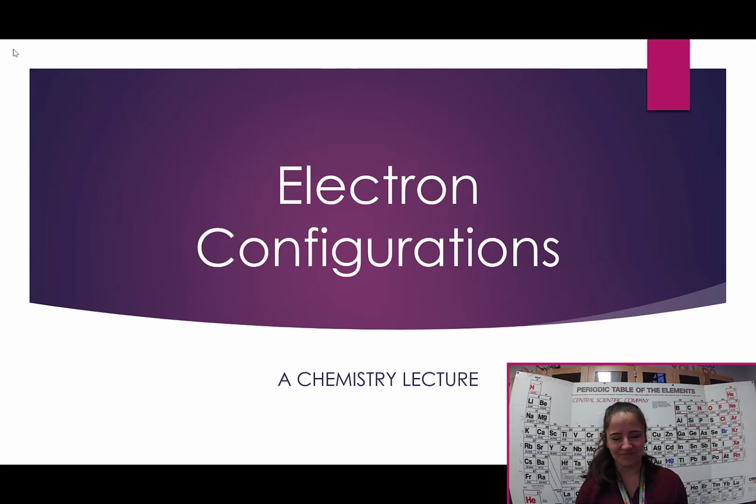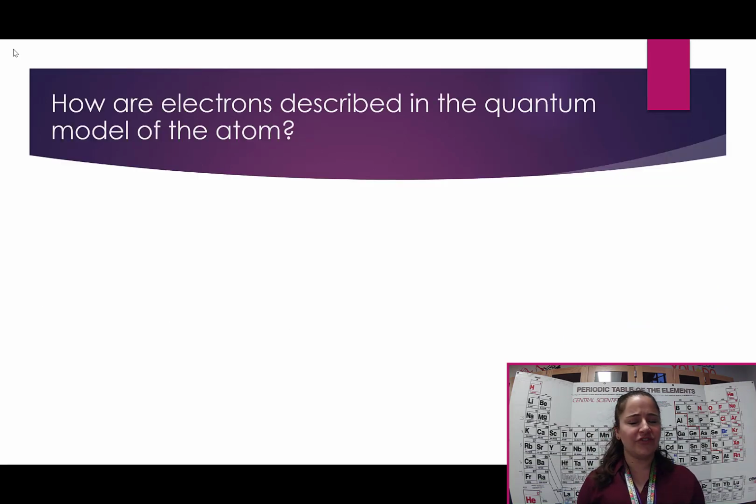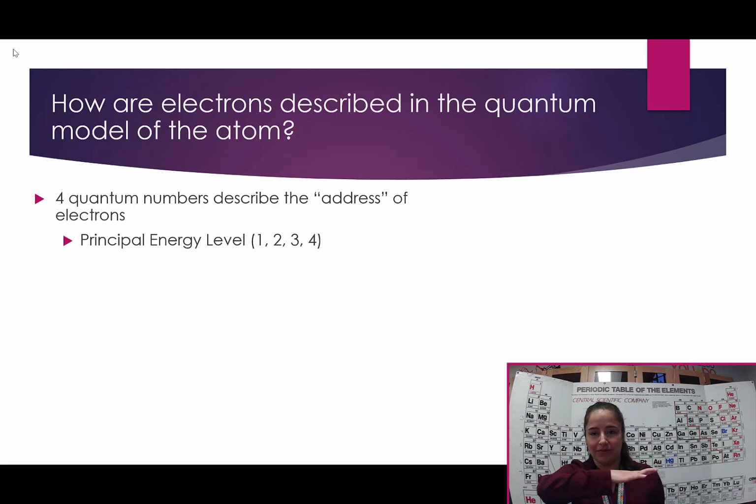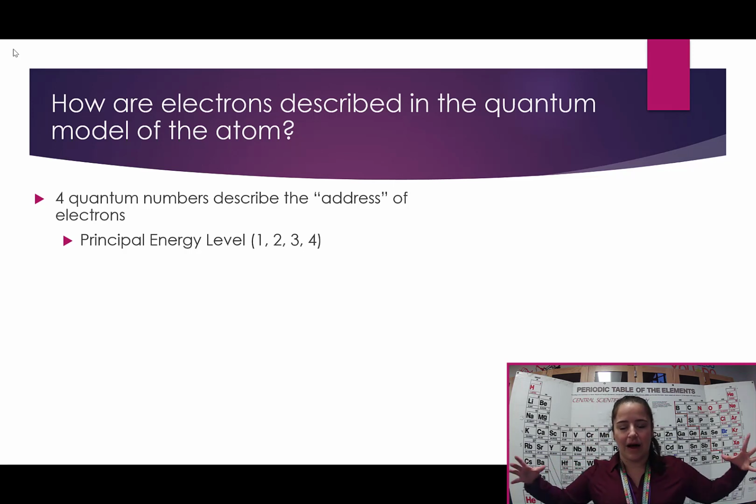So let's get started. First off, we need to understand how electrons are described in the quantum model of the atom. This goes a couple layers deeper than the Bohr model of the atom. There are 4 quantum numbers that describe the address of electrons and where they are in the atom. The first is one you're familiar with: the energy level. Remember, that's given to us by the rows on the periodic table, and they go up in energy as the atom expands. This is what is represented in Bohr models.